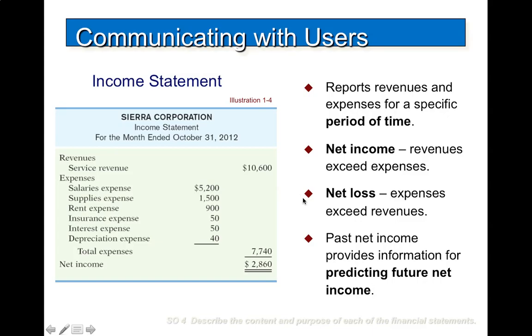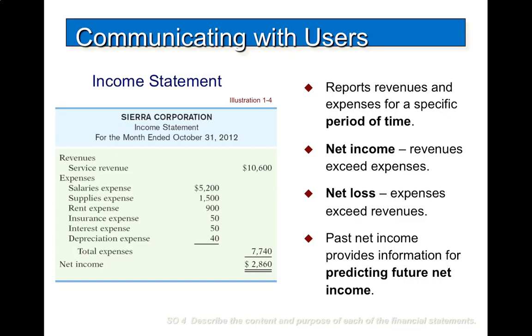If it's a net loss, then your expenses would be bigger. And then there are 2 ways you could do that. You could put a minus in front of it, but usually you put parentheses around the total at the bottom right here, and you would say net loss.